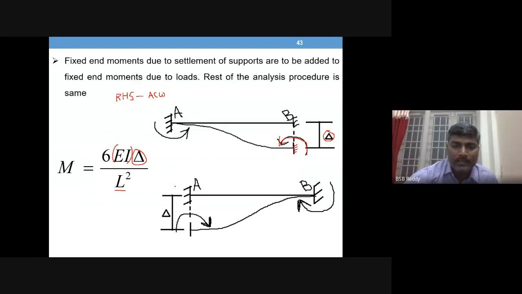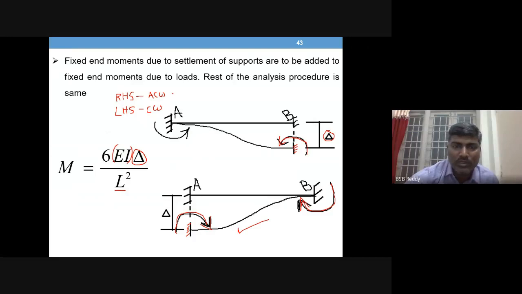Similarly, if the left hand support sinks by an amount of delta, that you can see in the diagram here, the moments are developed in the clockwise direction. This is the moment developed at A. Similarly, the moment developed at B. So clockwise moments, the value being the same, 6 EI delta by L square. So if the left hand support sinks, then the moments developed are clockwise.